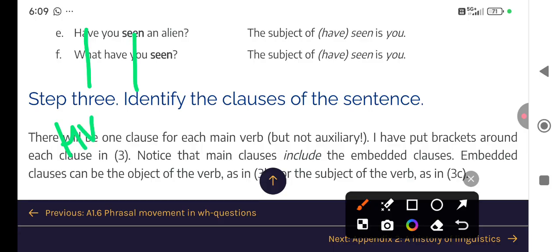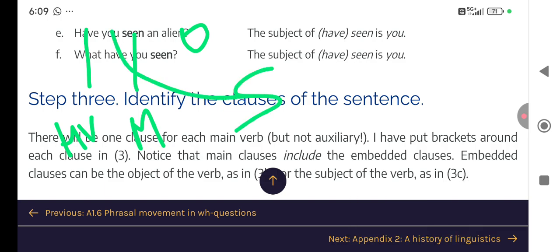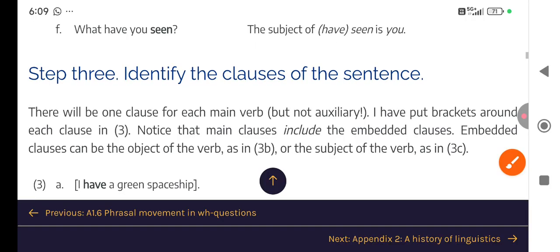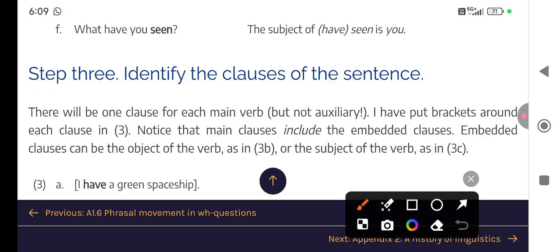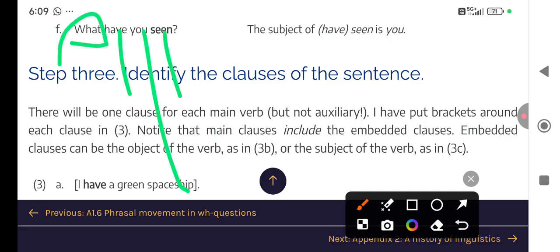The same. The subject is have, that's a helping verb. Why is it in the beginning? Because this is a question. So that is why. And this is a main verb. And have seen, and subject is you. That's a subject. Okay. Now what have you seen? The subject of have seen is you again. This is a question that starts with what, that's why you comes in between. But this is the subject, and this is helping verb, and this is main verb.